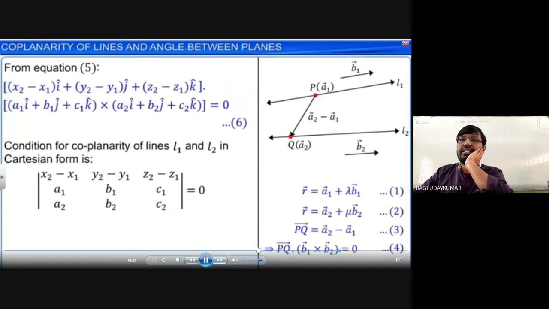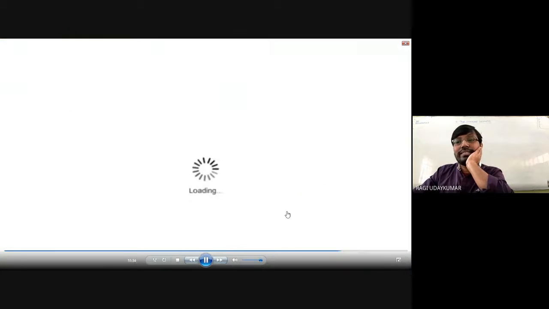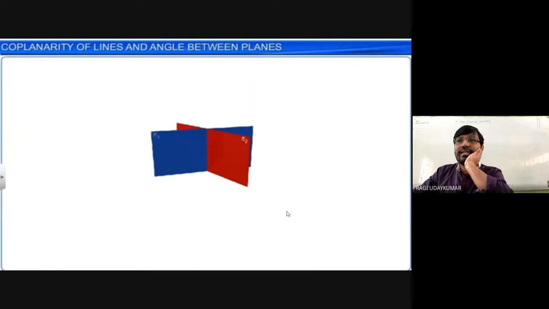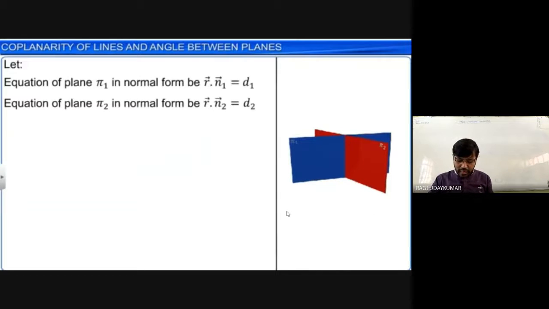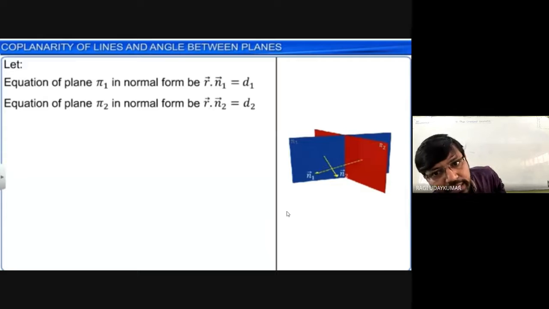Condition is not different here. Okay, this is coplanar. Two lines coplanar means now angle between the two lines. Angle between the two planes. Angle between the two planes is nothing but angle between the normals. Planes के between the angle is nothing but planes को normal होता है. Normals is nothing but perpendicular lines. Normal is nothing but perpendicular line.